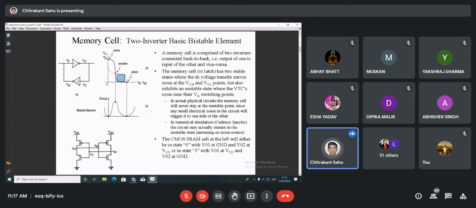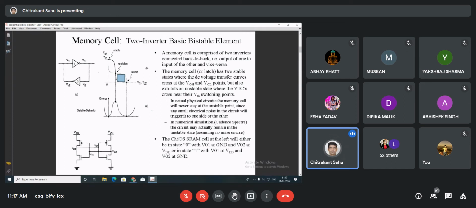Okay, so in actual physical circuits, the memory cell will never stay at the unstable point, since any small electrical noise in the circuit will trigger it to one side or the other. That is why noise margin is an important factor. If the noise margin is very high, in that case we get no disturbance. That is why it is said that the noise margin value should be very high.